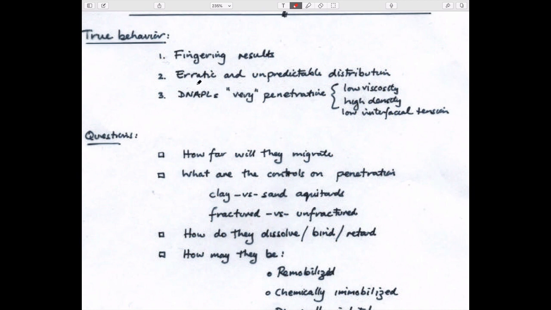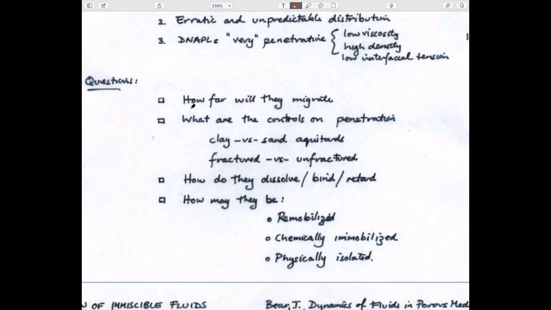And the two behaviors that you see are fingering, that they don't stay in a single line, but they choose kind of erratic paths by fingering. They're kind of unpredictable. And for DNAPLs, as we've suggested, they can be quite penetrative, because if you don't have this base of the swimming pool, this low permeability, high capillary entry pressure barrier, then it will just keep on going down as long as gravity can drive it. And so those are the behaviors that we'd expect to see.